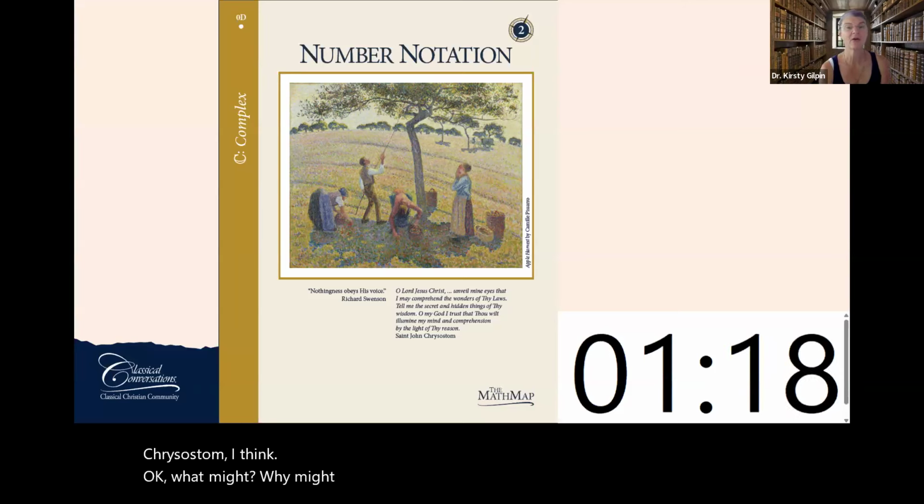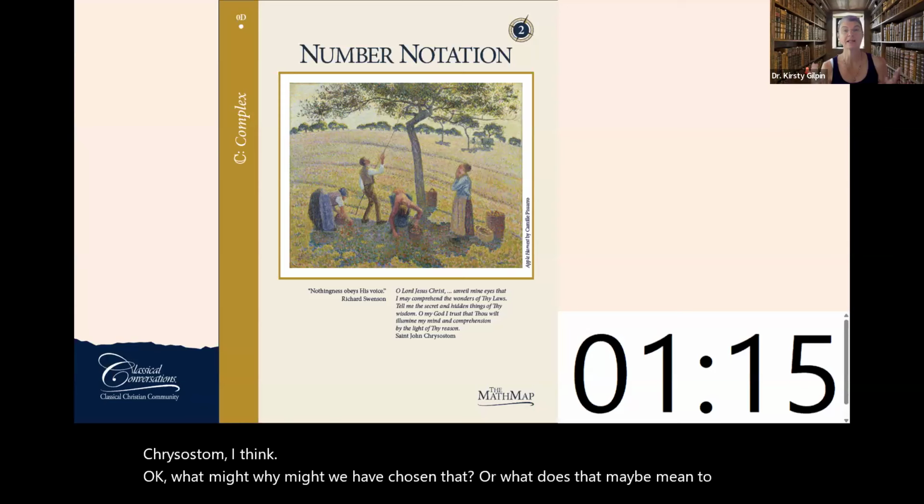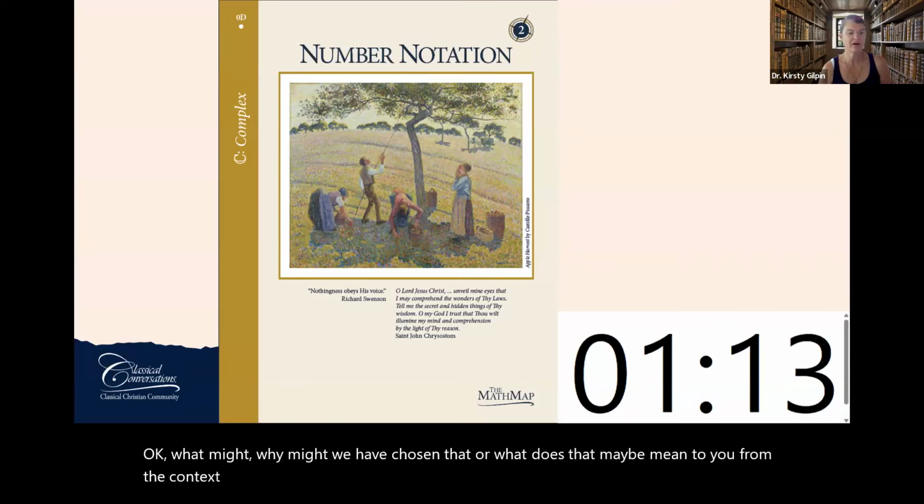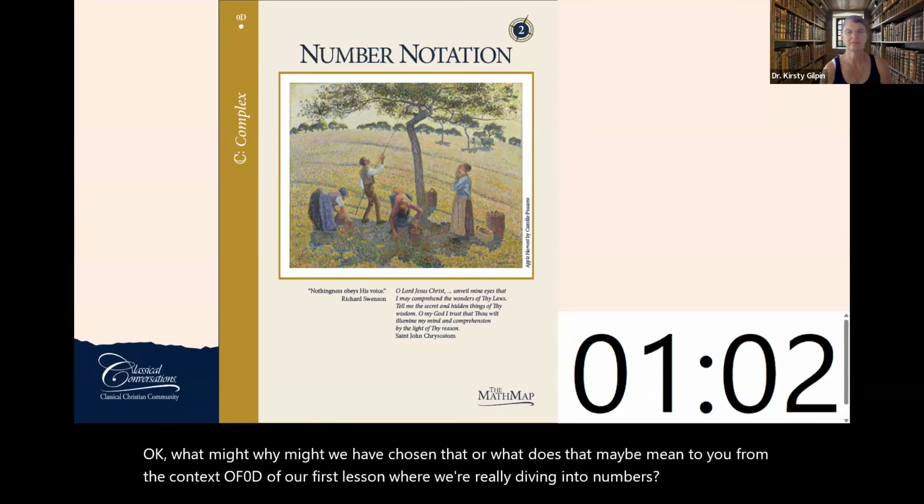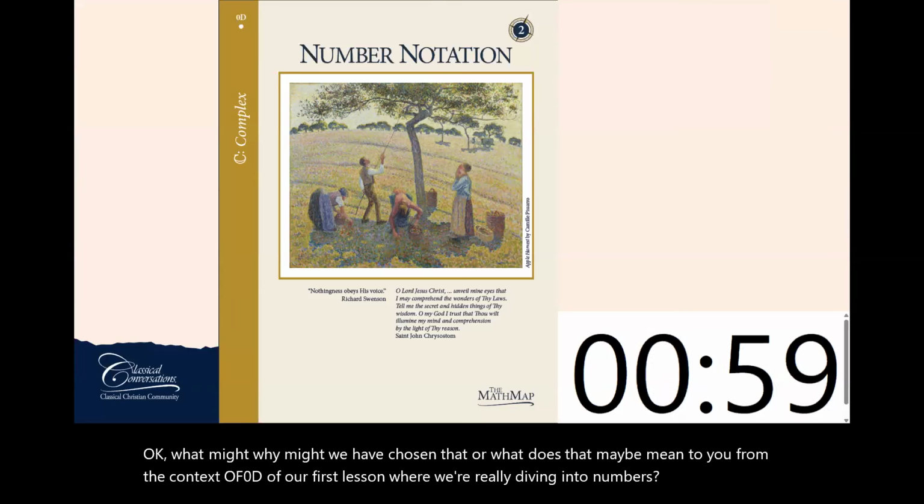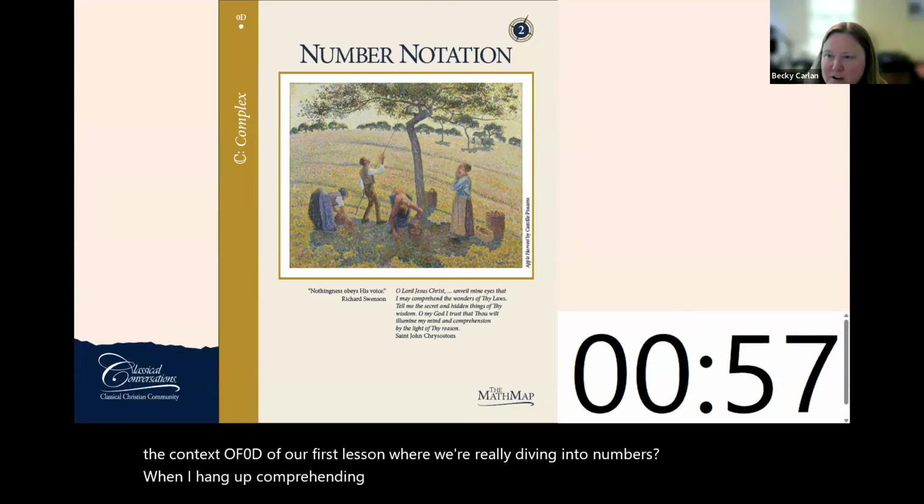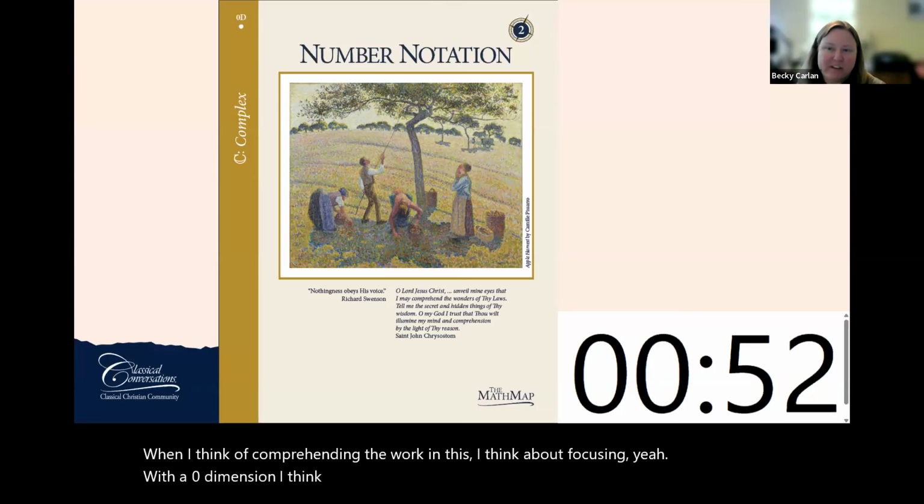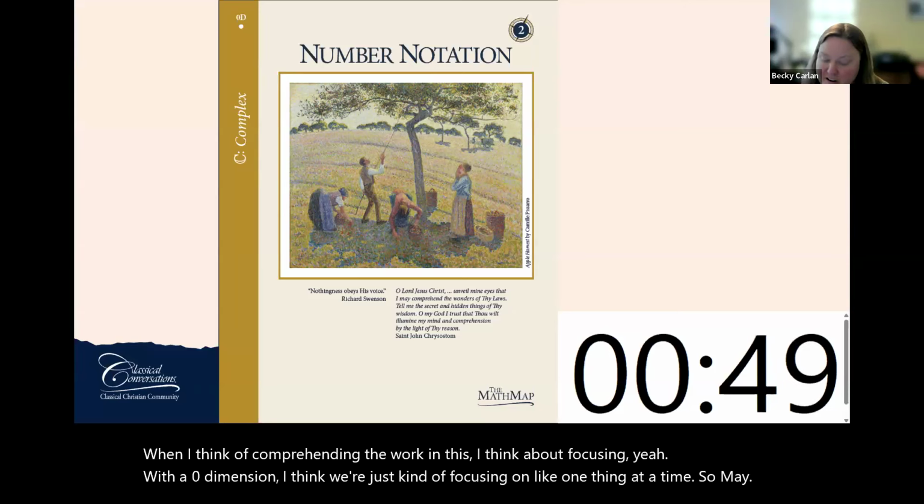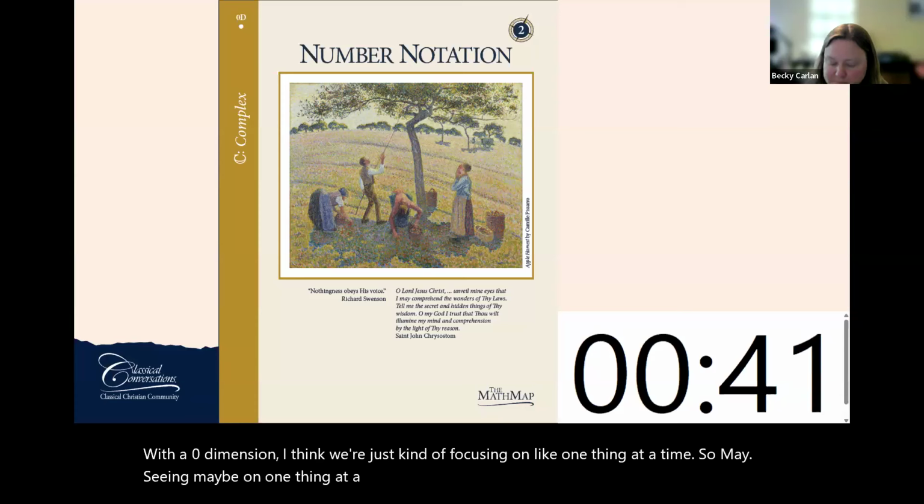Why might we have chosen that, or what does that maybe mean to you from the context of 0D of our first lesson where we're really diving into numbers? When I think of comprehending the wonders, I think about focusing. And with the zero dimension, I think we're just focusing on one thing at a time. So maybe as we comprehend the wonders, our secret and hidden things, we're focusing on one thing at a time. Well, that's good.